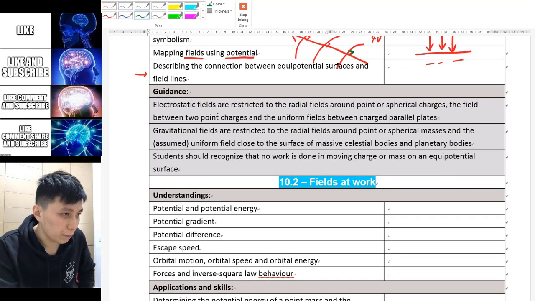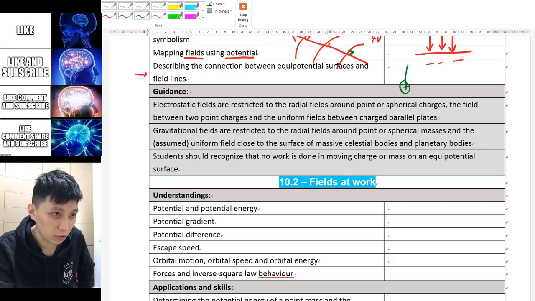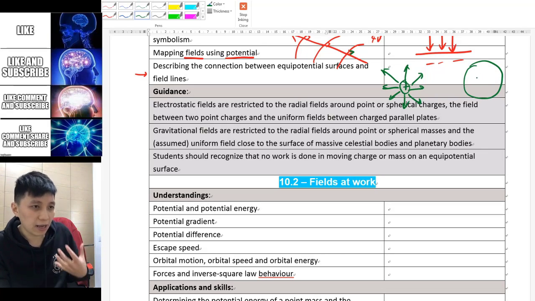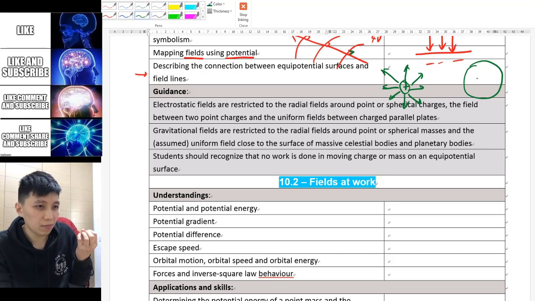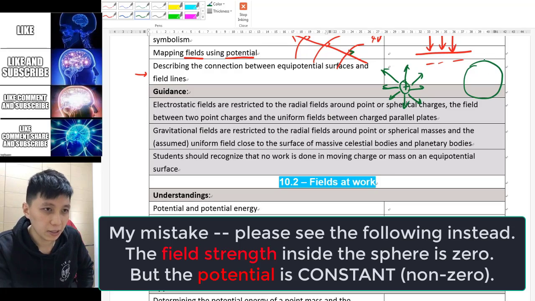Next, electrostatic fields are restricted to radial fields around a point or spherical charges. So it could be a positive charge and it should radiate out, positive to negative, so it should radiate out. Or spherical. Spherical is just one that is bigger. And then another idea that you don't really officially learn, but inside the sphere, a metal sphere for example, the potential is going to be 0. So when you draw the field line, you only have to draw those field lines outside of the sphere, if this is positively charged.